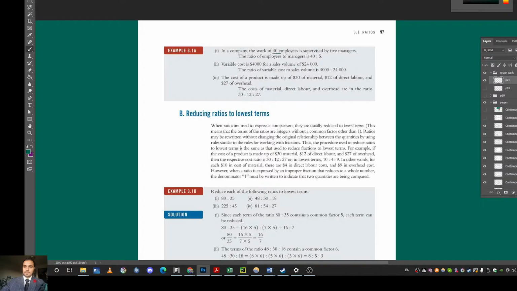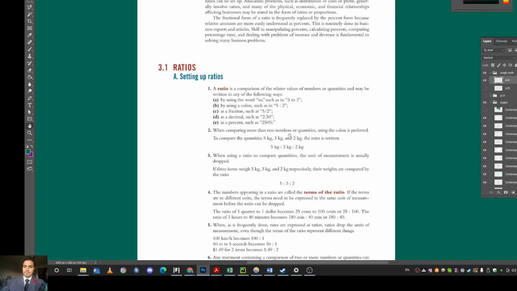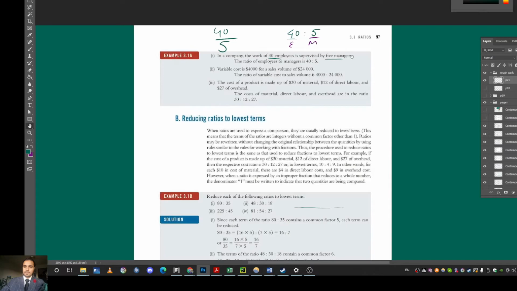Well, clearly, if there are 40 employees for five managers, we have a ratio of 40 to 5. So for every 40 employees, we have five managers, right? And remember, a ratio can also be written as 40 over 5. But in the last page, we saw that when comparing more than two numbers or numeric quantities, using the colon is preferred. Here we're comparing two quantities, employees to managers, so a colon is preferred. However, we could totally write it like this as well.